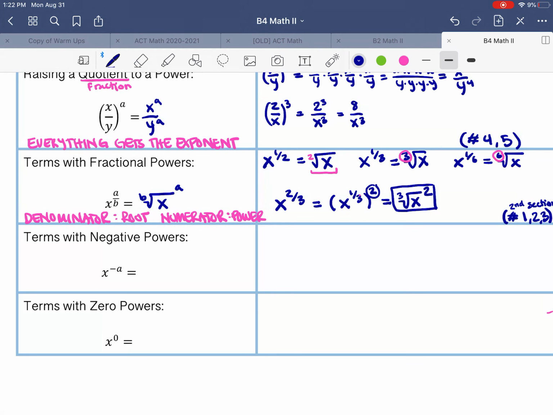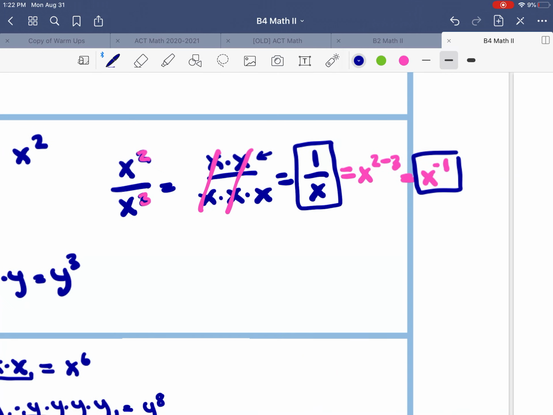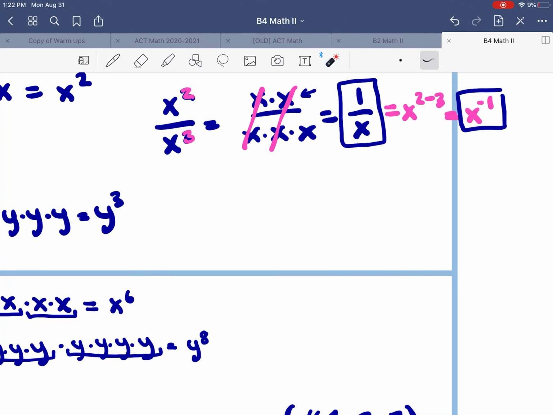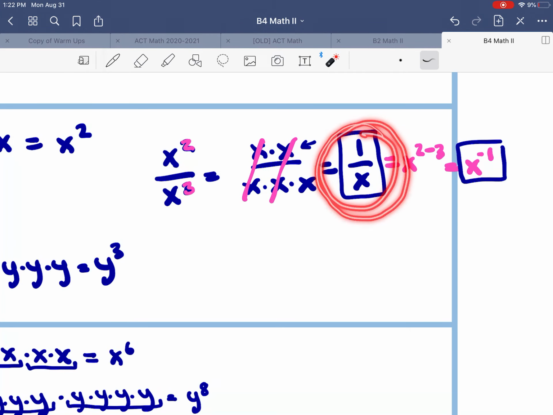So now we come to terms with negative powers. Negative powers, like we've already sort of explored this idea up here when we were subtracting because of division. We ended up with an x to the negative first power, which we decided was equivalent to 1 over x.